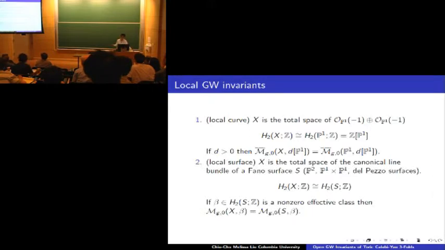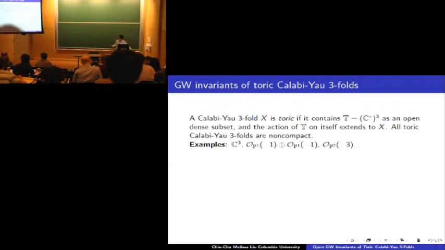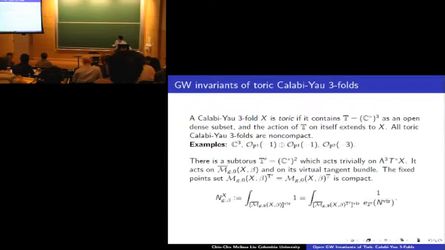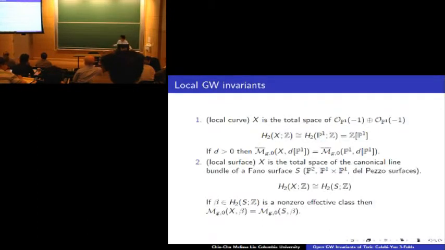Similarly, you can consider a local surface. Let X be the total space of the canonical line bundle of a Fano surface S. There are only 10 of them. The second homology group of X is isomorphic to the second homology group of the base. If you take any non-zero effective class, then these two spaces are identical. The right-hand side is compact because S is. So in this case, we can still define Gromov-Witten invariants for this non-compact Calabi-Yau threefold for any genus and any non-zero degree.